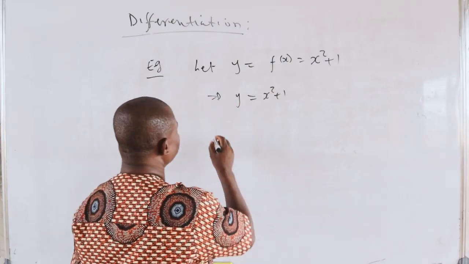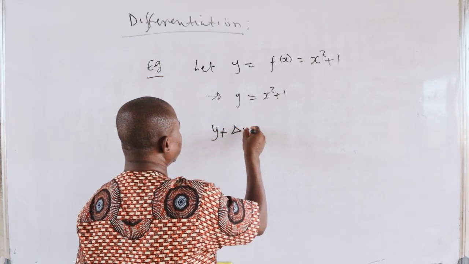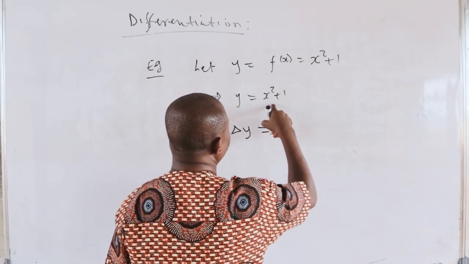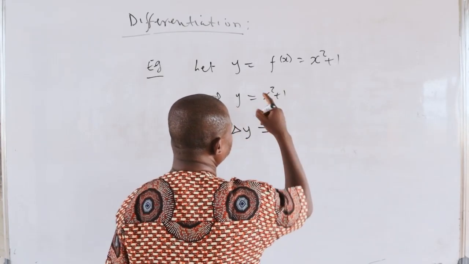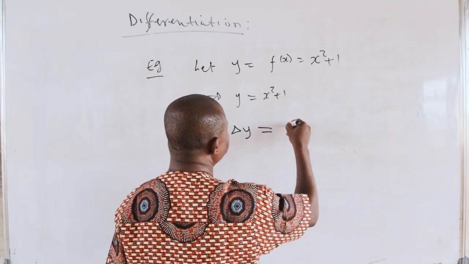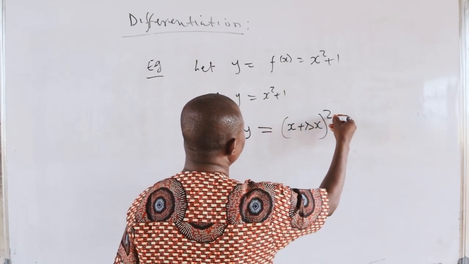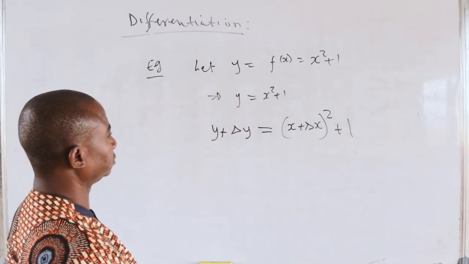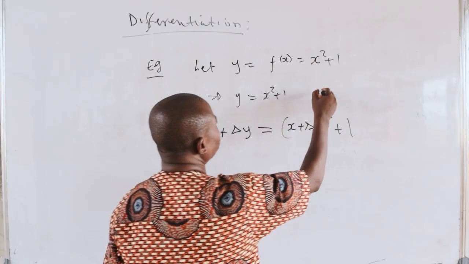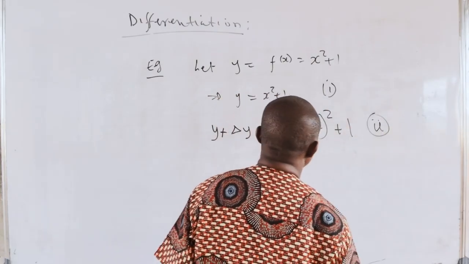And consequently, on the left-hand side, I'm going to have y plus change in y is equal to, on the right-hand side, what caused this small change in y, which is the small change in x. And so we have x plus change in x raised to power 2 plus 1. Let me call this one equation number 1, and I call this one equation number 2.